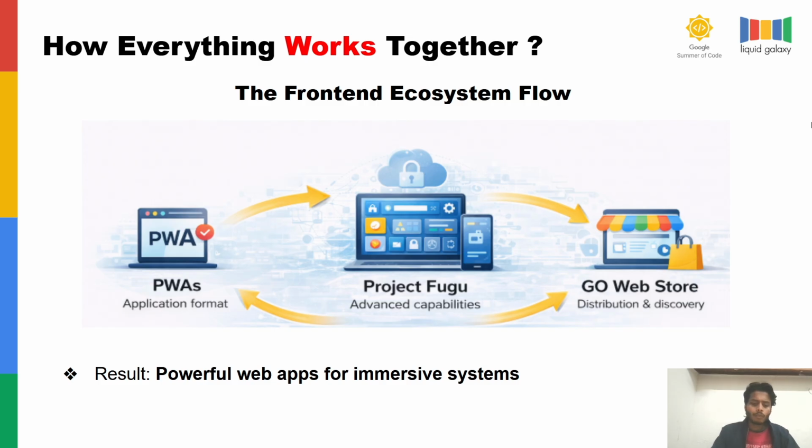Now, when we put this together, with PWA as the format, Project Fugu as the capability layer, and Go Web Store as the distribution layer, we get something very powerful. That is web apps for immersive systems like Liquid Galaxy. And this is not just a theoretical model. This architecture is practical, scalable, and maintainable, with an open source friendly ecosystem. It supports real-world use cases, community contributors, and long-term evolution of the Liquid Galaxy platform.